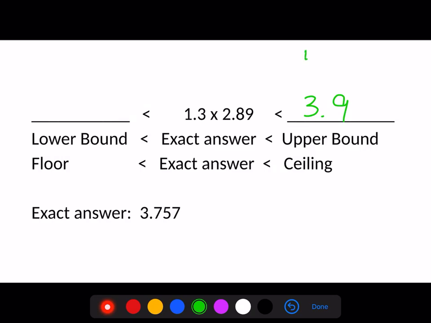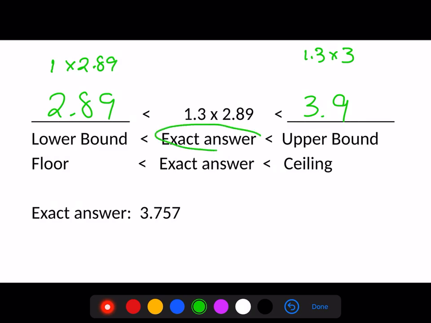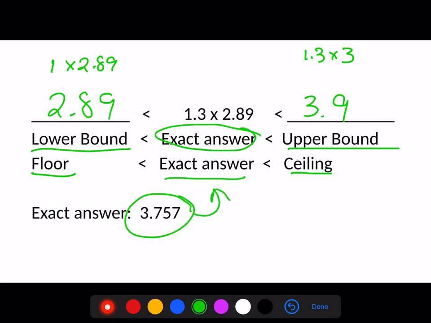That came from 1.3 times 3. And our lower bound was 2 89/100. That came from 1 times 2 89/100. And so we know that our exact answer is going to fall between the lower bound and the upper bound. So our floor is less than the exact answer, which is less than the ceiling. Check out our exact answer. Indeed, it does fall in between our two numbers. So this was a good bound.